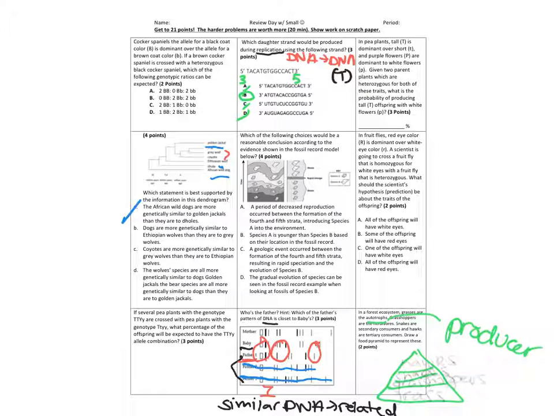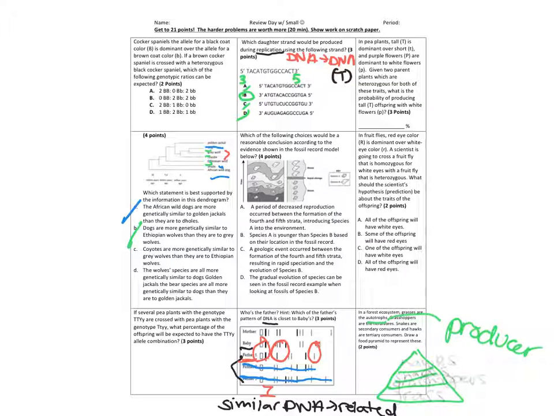Dogs, okay, I'm going to do that in green. The dogs are more genetically similar to the Ethiopian wolves than they are to gray wolves. That's also not true. The dogs are way closer in this picture to the gray wolves than they are to the Ethiopian wolves. Let's go to C.